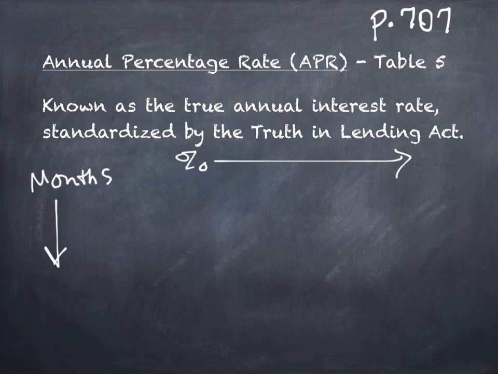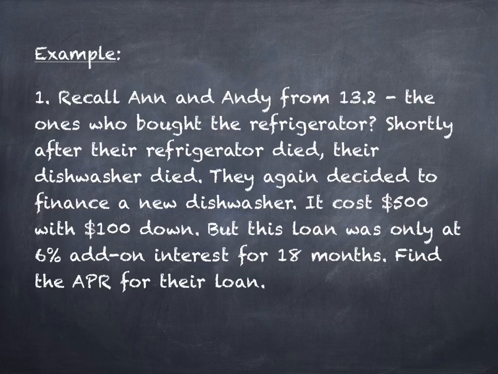We're going to start briefly with one more scenario for Ann and Andy before we quit today. Are you ready? We won't finish them, but remember Ann and Andy, the ones who bought the refrigerator. Shortly after their refrigerator died, their dishwasher died, and against their better judgment, once again, they decided to finance something. It cost $500 with a $100 down payment, but there's no backdating business on this particular one. They're just going to pay interest for 18 months. The 18-month interest is 6% add-on interest.